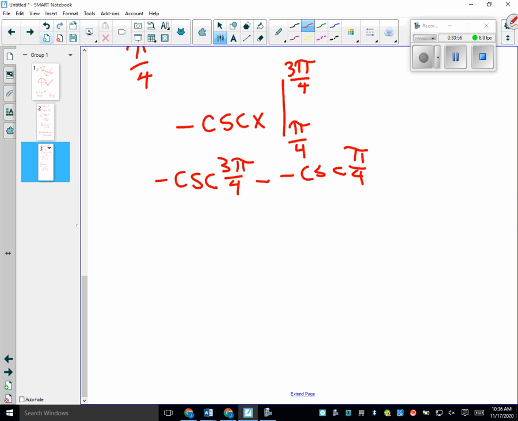What's a cosecant? Okay, let me ask you this. What's the sine of 3 pi over 4? Radical 2 over 2. Is that the same thing as 1 over radical 2? And is it negative or positive? Positive, isn't it? So if sine is 1 over radical 2, is cosecant radical 2? So I have negative radical 2, correct?